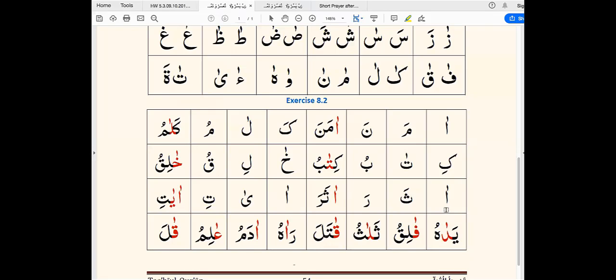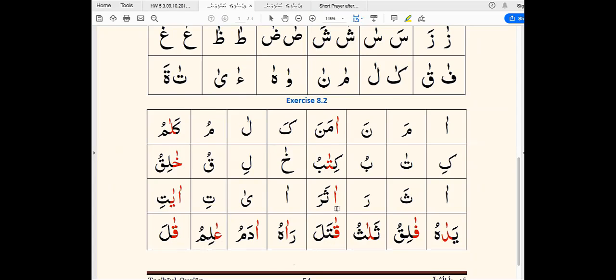Okay, A'udhu billahi minash shaitanir rajim. Bismillahir rahmanir rahim. We start here, and I'm going to read, and then you recite after me. Okay? A, tha, ra, Athara. Athara. Good. Well done. A, ya, ti, Ayati. Ayati. Good. Well done. You want to have a go at this one by yourself?